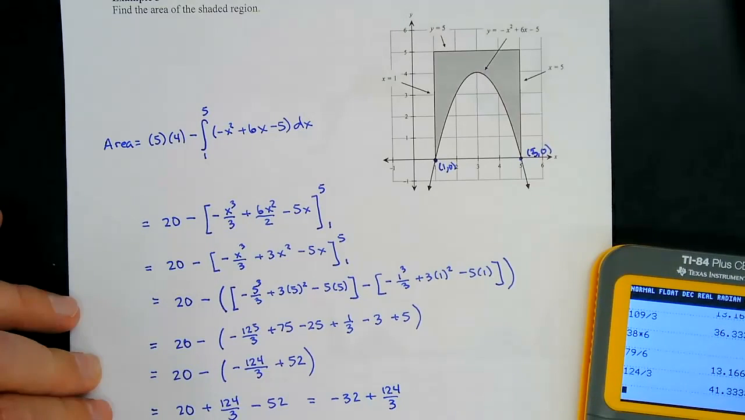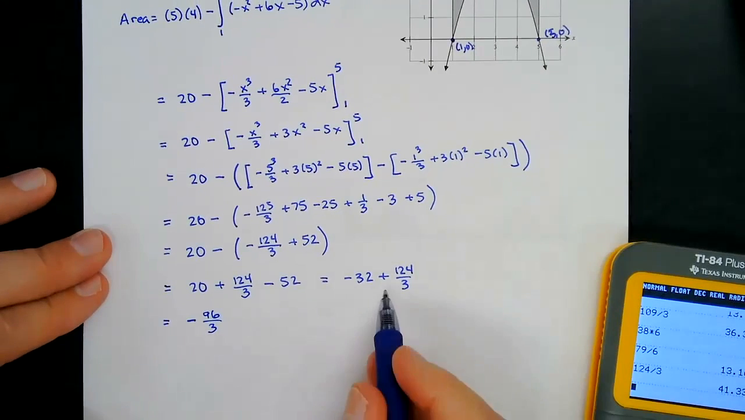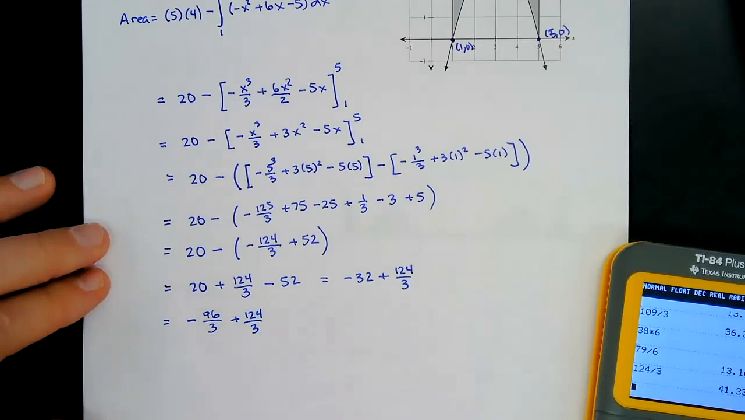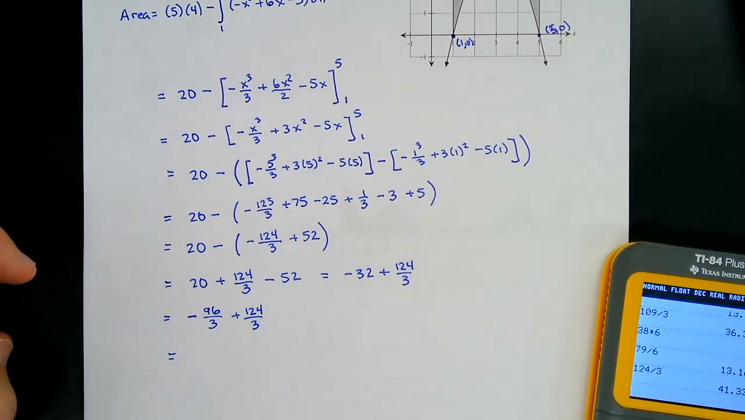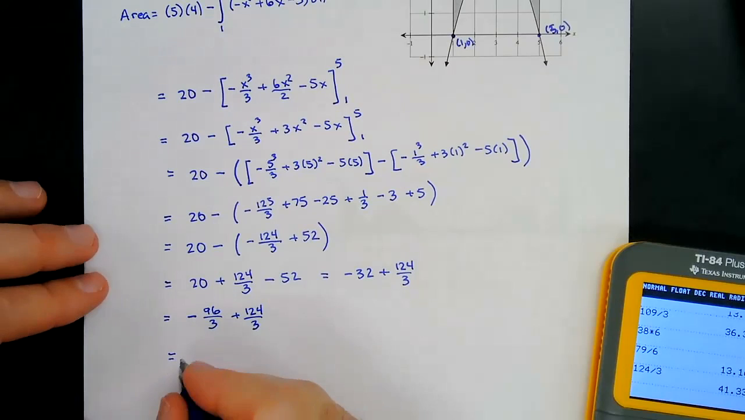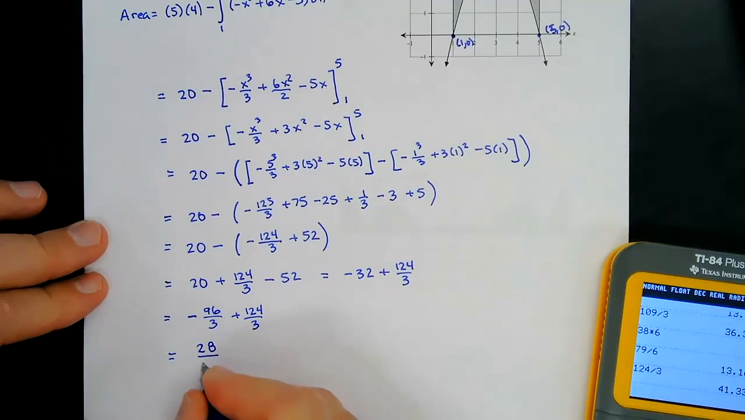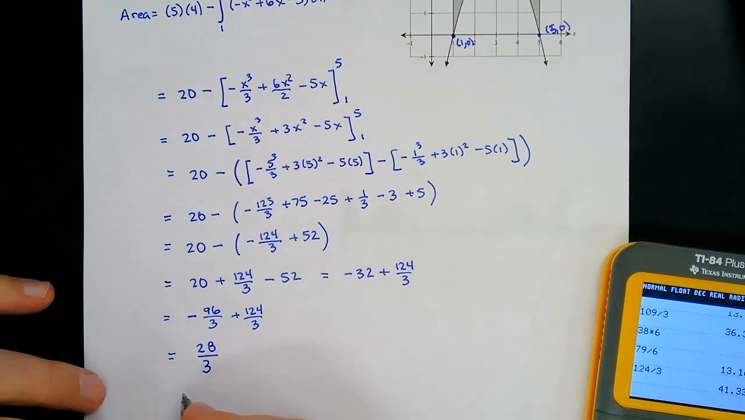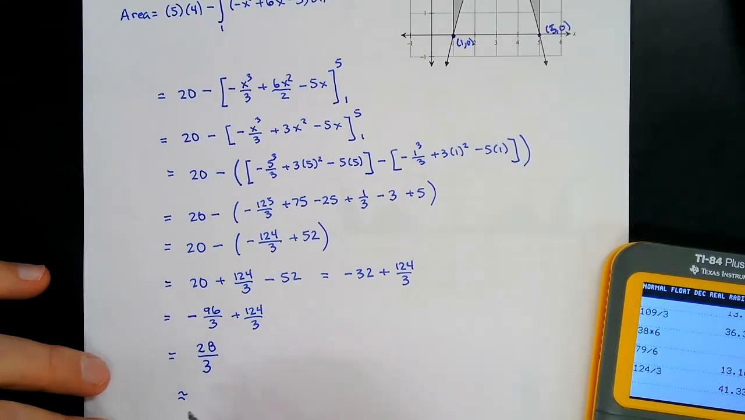124 thirds. So I'm going to get a common denominator of 3. So this gives me negative, this would be 96 thirds. And then plus 124 thirds. So this gives me a total area of 28 thirds. Okay, so this should give us, if we divided, this would give us 9.333.